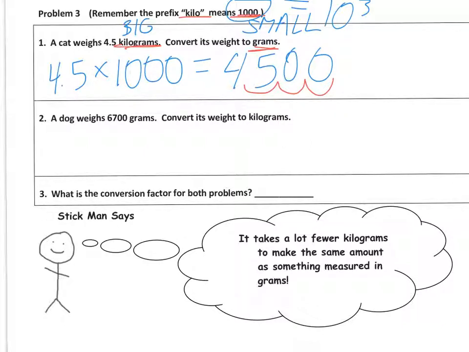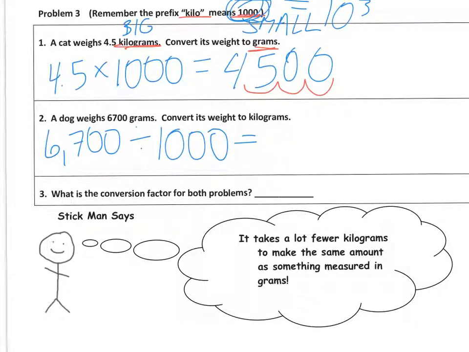All right, and then we've got a dog that weighs 6,700 grams, so it's even bigger than our huge cat. We're converting to kilograms. Kilograms are huge. A kilogram is a lot of weight, so I know I'm not going to need as many kilograms as I need grams. Since I'm going to a smaller number, I know I'm dividing. What am I going to divide by? 1,000, because kilo means 1,000.